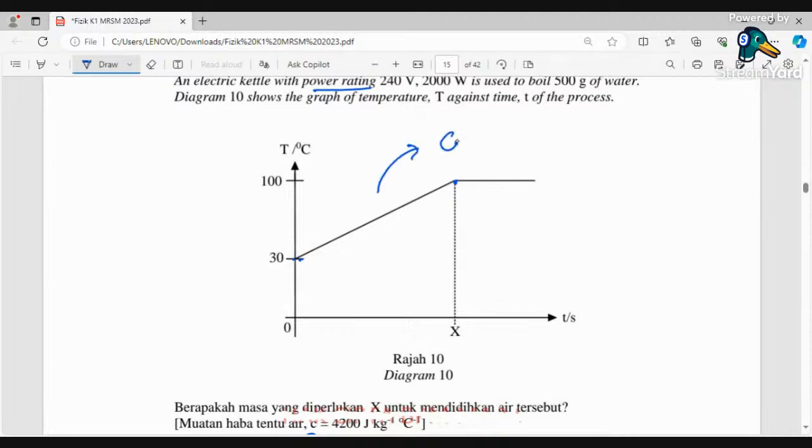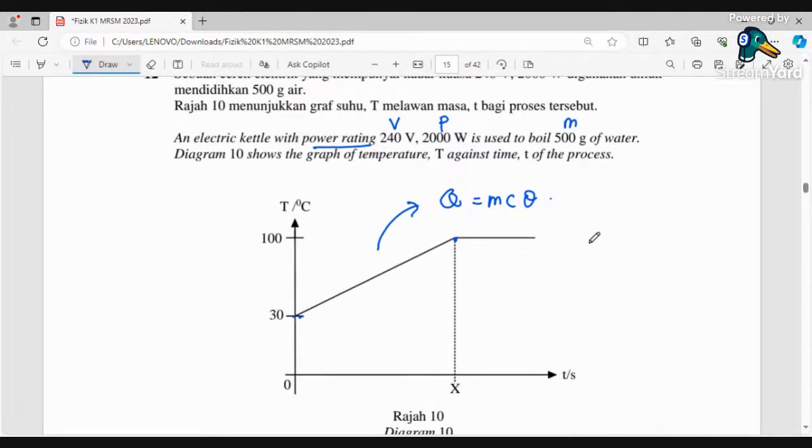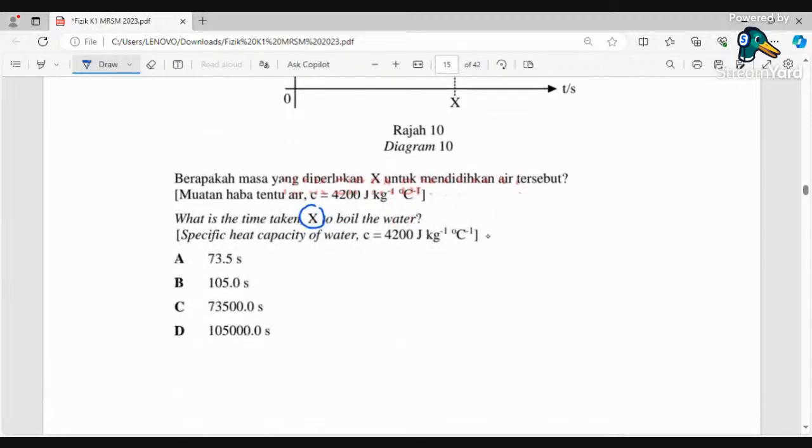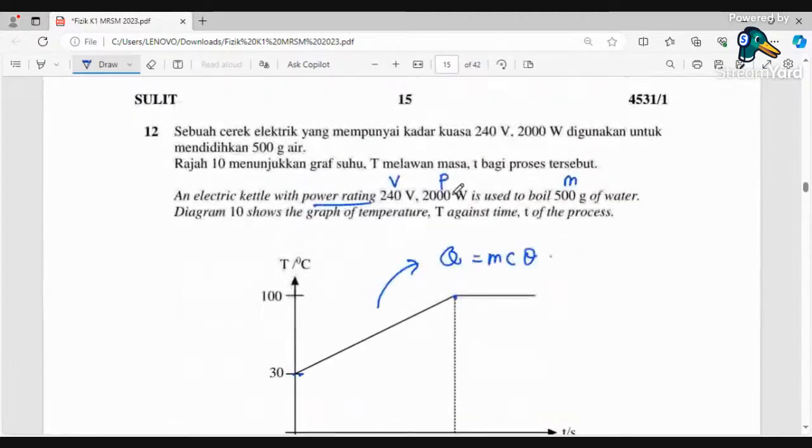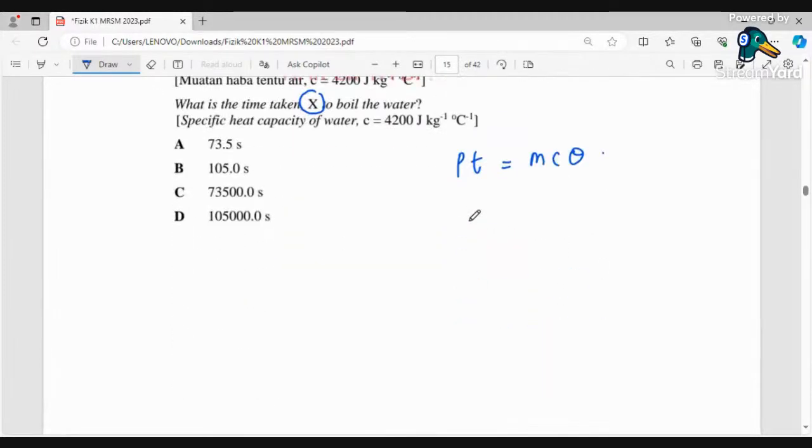Kalau ada change in temperature, we call it heat capacity. Formula Q equals mc theta. So in this case, the heat energy is supplied by the heating element of the kettle. Means Pt equals to mc theta. Power ialah 2000 tadi. Ya, power 2000. 2000 T. Mass 500 gram, tukar 0.5.